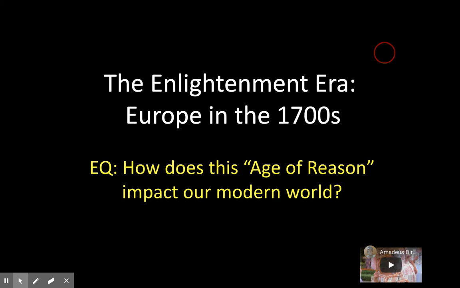So we like to focus on the scientific revolution during the 1600s and during the 1700s, the Enlightenment. And to a certain extent, the Enlightenment is the ideas of the scientific revolution just being placed into a political arena. So using reason and logic and the principles of science and then applying it to society, trying to fix the ills of society or the problems of society with scientific understanding. And so this is the Enlightenment era, Europe in the 18th century or 1700s. And how does this age of reason impact our modern world?